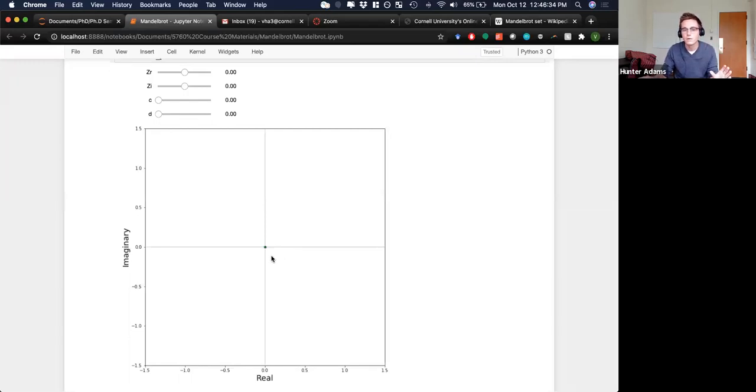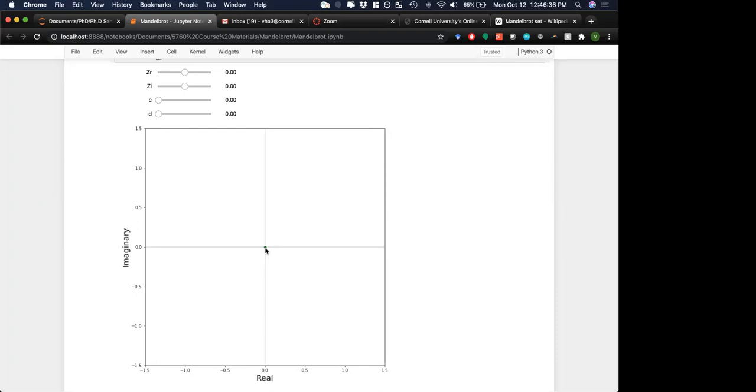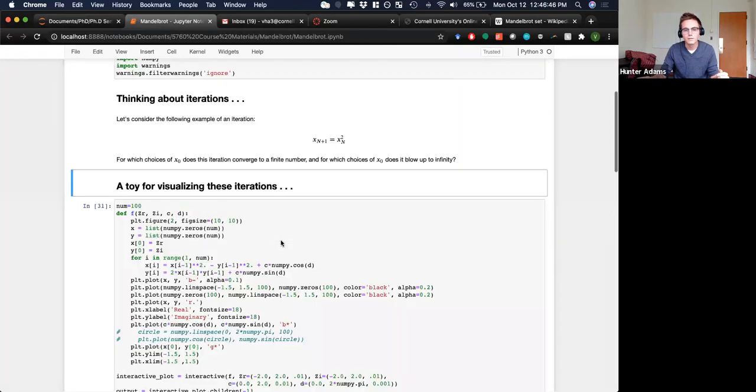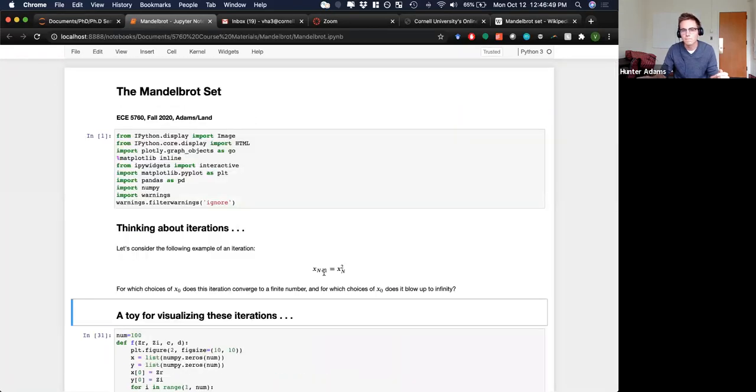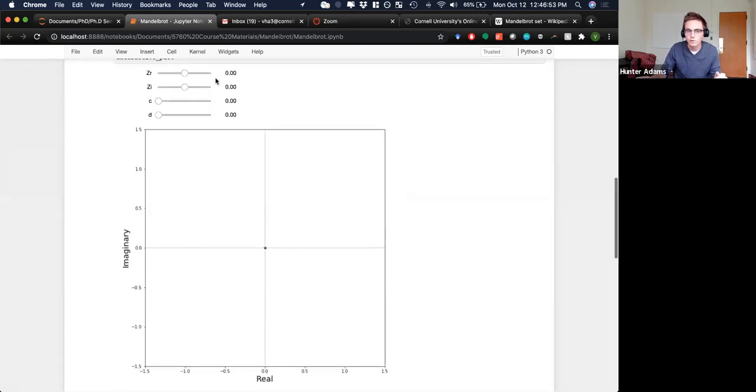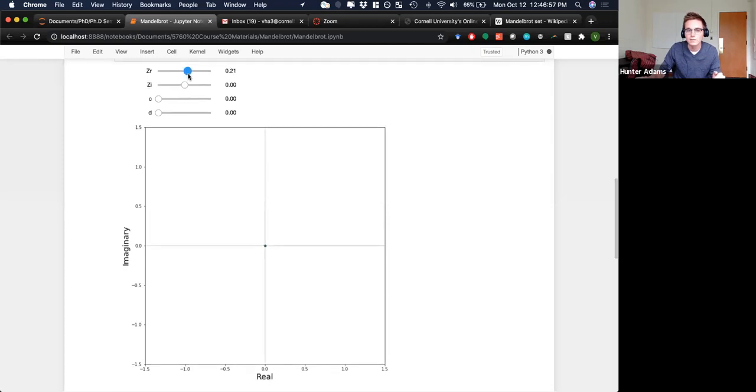Okay, so right now we have the iteration starting at 0. 0 squared is 0 times 0 is 0, right? So we never leave the origin here if we start this iteration at 0. If we move off the origin, this starts to get a little more interesting. So let's say we start that iteration at 1/2.